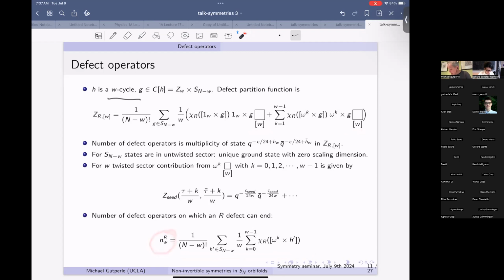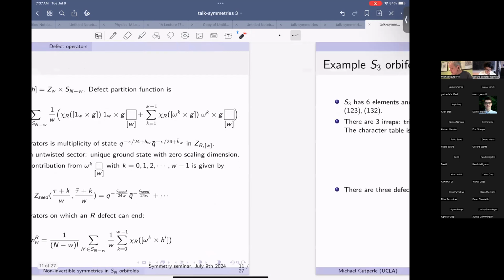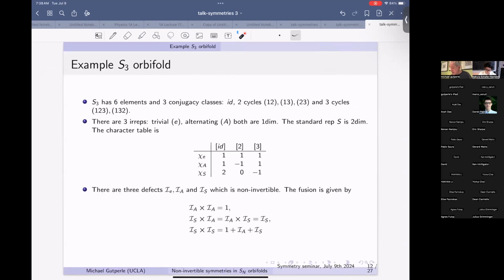And so we'll simply sum up the prefactors. This number will give us the multiplicity of the defect operators with the same scaling dimension as the twisted sector ground states in the W twisted sector. In general this is complicated because we have this sum over S_{N-W} and this character. But one can do this by hand without using a computer for the simplest case, which is S3, which I wanted to review now quickly.